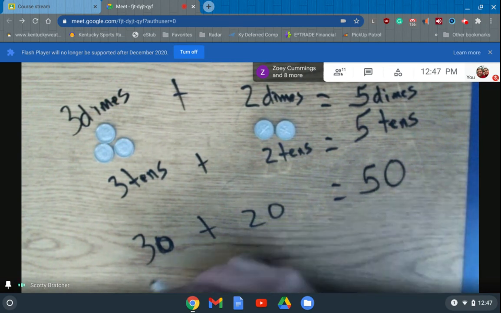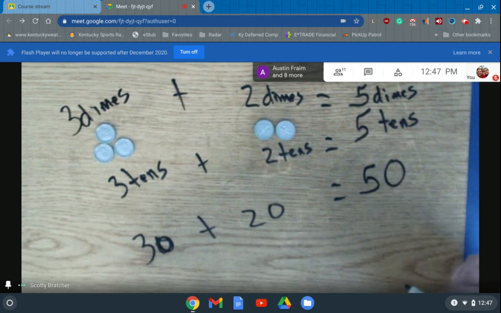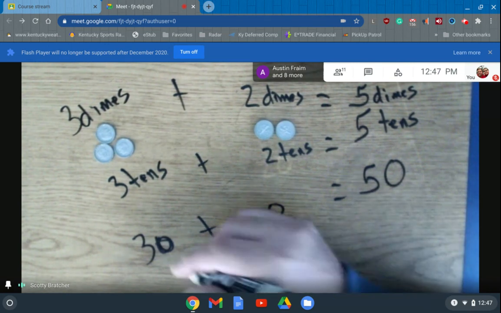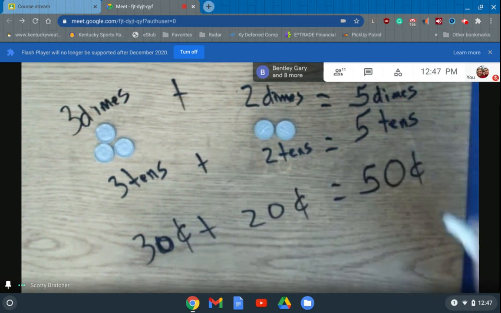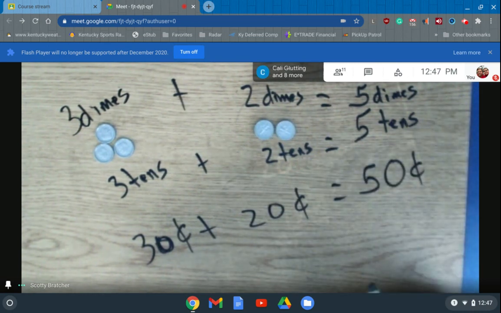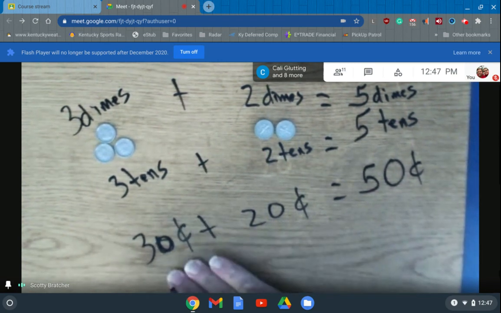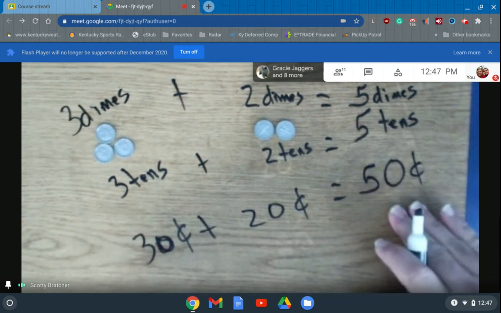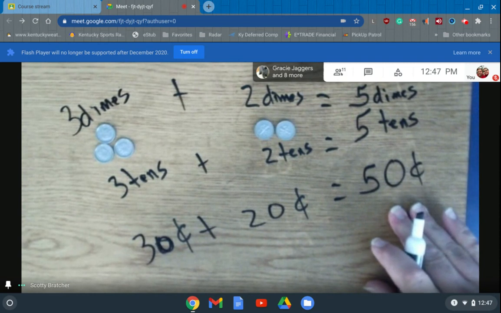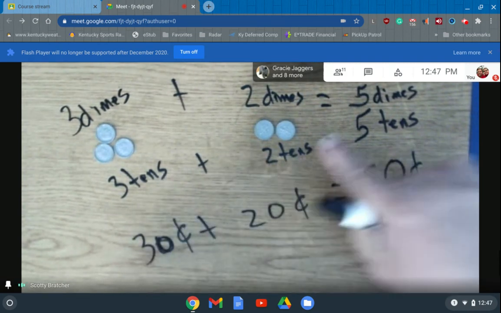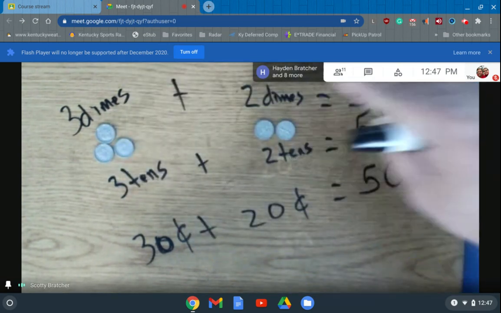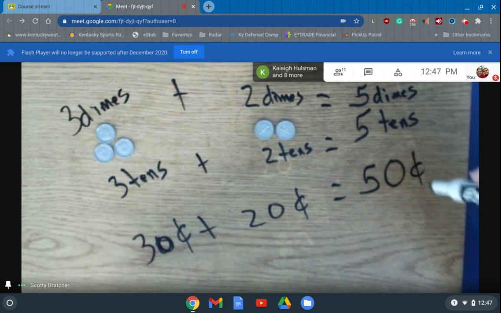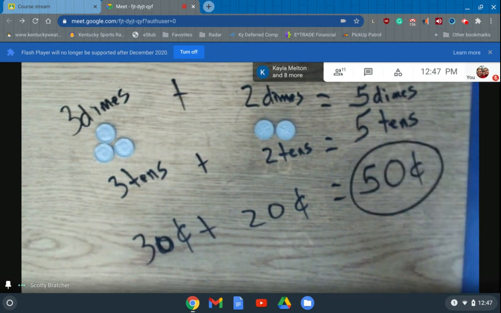What do I need to add to this? It's missing something. Cents. Yeah, I'm missing my cent signs. And there they are. So 30 cents plus 20 cents equals 50 cents. 3 tens plus 2 tens equals 5 tens. 3 dimes plus 2 dimes equals 5 dimes. And it all comes down to where it's equal to 50 cents.